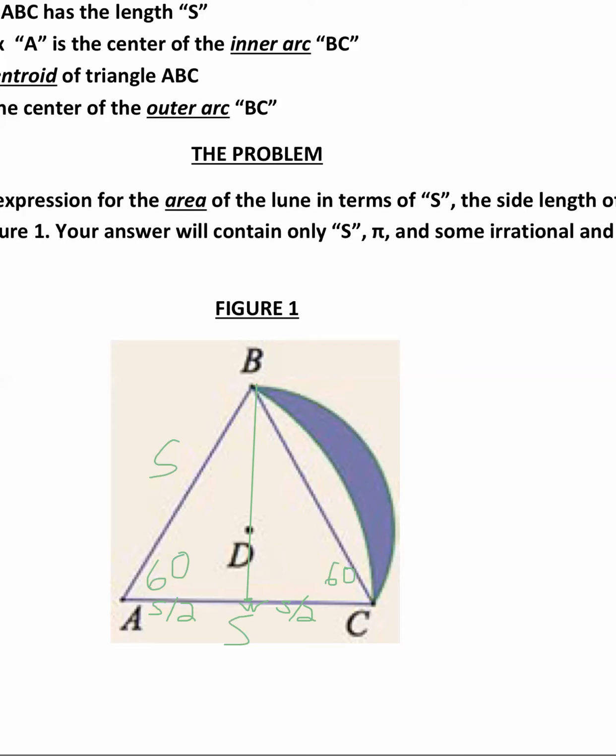And then point D is what we call a centroid. And that centroid splits the median into two parts. You have BD, which is going to be 2/3 of the entire length of BW, and DW, which is going to be 1/3 the entire length of BW.